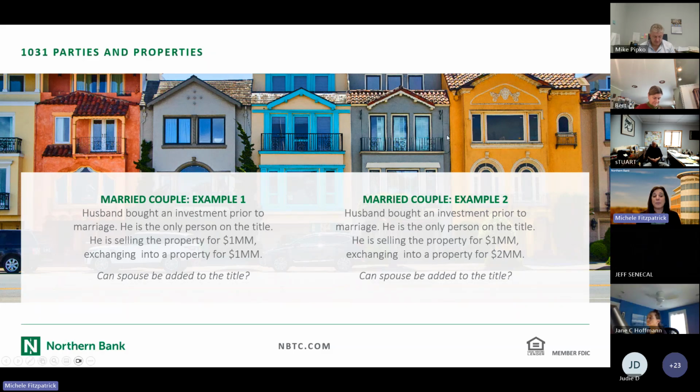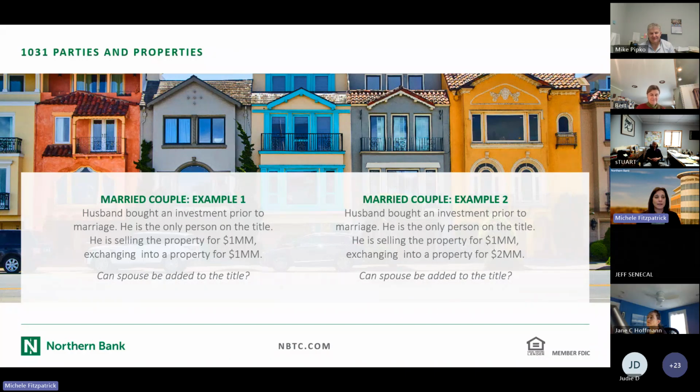Let's move to example 2. The husband bought an investment property prior to the marriage, and he's the only person on the title. He's selling for $1 million and exchanging into a $2 million property. Can the spouse be added? Yes. In this case, the spouse can easily be added as a 50-50 owner. The husband has satisfied his $1 million exchange, because even if he buys half, he's buying $1 million worth of property. This scenario comes up a lot, and we can change ownerships.